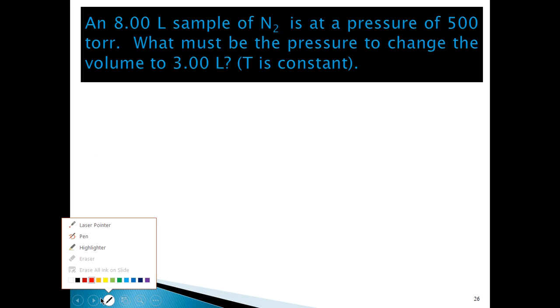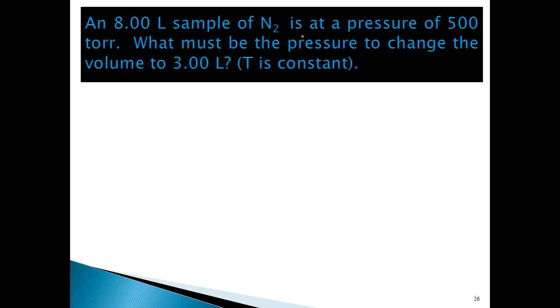The question says an 8-liter sample of nitrogen is at a pressure of 500 torr. What must be the pressure to change the volume to 3.00 liters? So in this case, let me just rewrite the law here. It's P1 V1 is equal to P2 V2. And in this question, they're asking for the new pressure. So the question is asking for P2. So what I would do is rearrange this to get P2 is equal to P1 V1 over V2, and then I would put my numbers in.